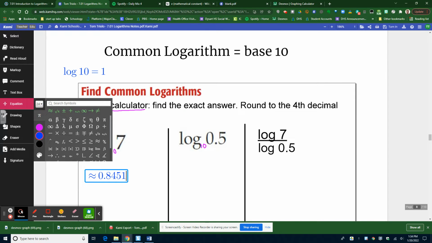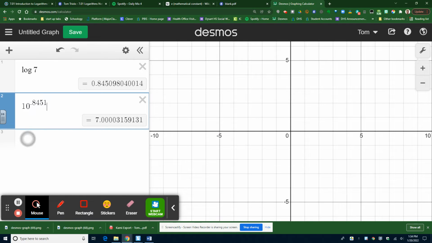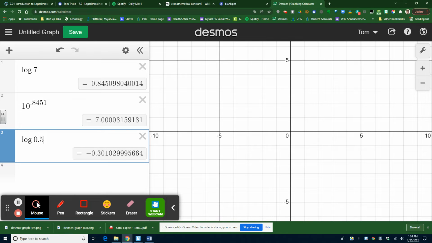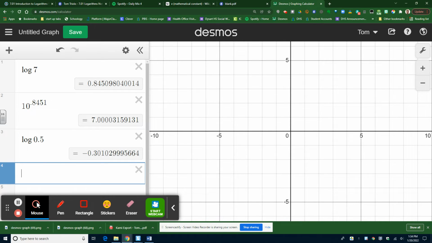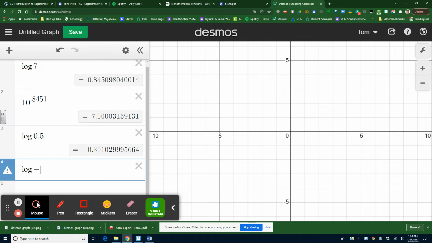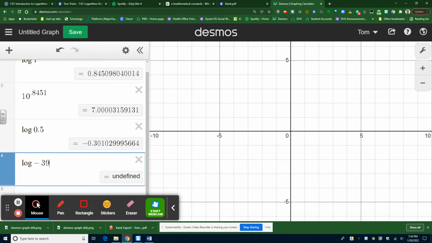So take a moment. Find the log of 0.5. Go ahead and do that. So log 0.5. Ooh, it's negative. Can we have negatives? Sure, because remember, the logarithm is the exponent. So could we take the logarithm of a negative, though? Let's try log negative 39. Nope. Because what's my base? 10. 10 to what power is negative 39? You can't do that. It's going to have to be a positive number.